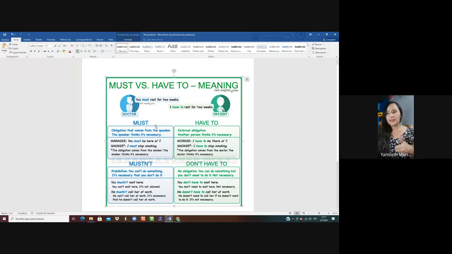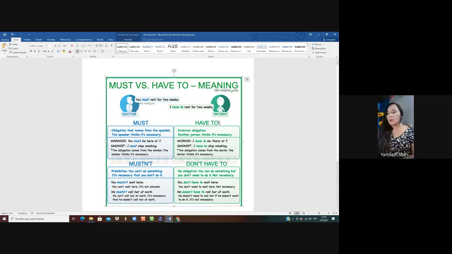Must, this is the explanation for the use of must. Obligation that comes from the speaker. This is an obligation. It means you are going to use must for obligations. Don't forget this. The speaker thinks it's necessary. Here we have some examples. Manager: you must be here at 7. This is an obligation. The smoker says, I must stop smoking. The obligation comes from the smoker. The smoker thinks it's necessary. For that reason, it is called obligation.